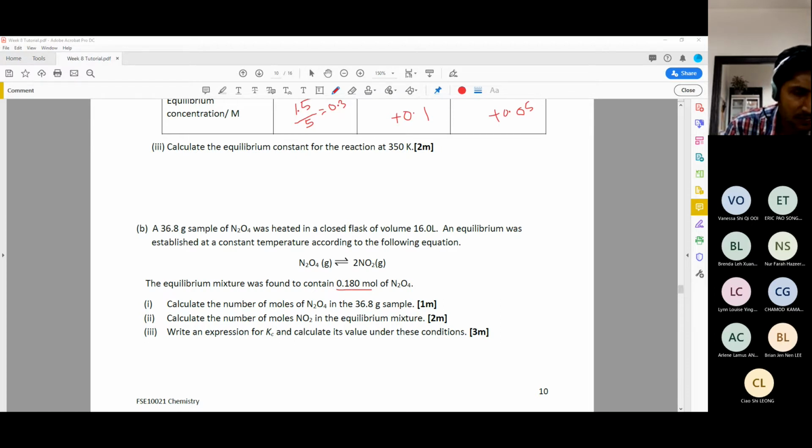So what is the number of moles of dinitrogen tetroxide? We have to find the number of moles. Okay.